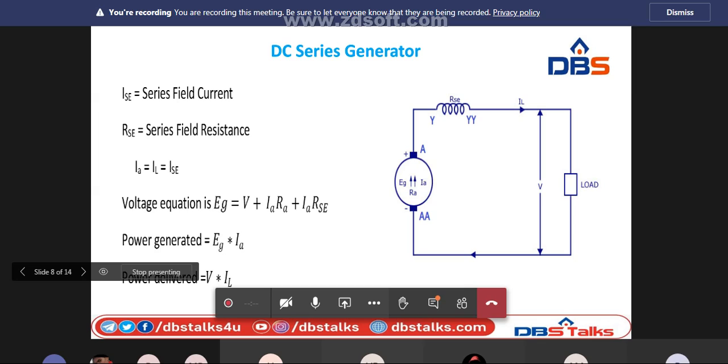And look at the field winding. Series field winding has a small number of turns, whereas shunt field winding has many turns of thin wire. That's why the resistance Rsh is very high, 100 to 300 ohms. But coming to the series field, the number of turns is less and it is made of thick wire. That's why the resistance of the series field is very low, less than 1 ohm, or it may be 1 to 5 ohms.